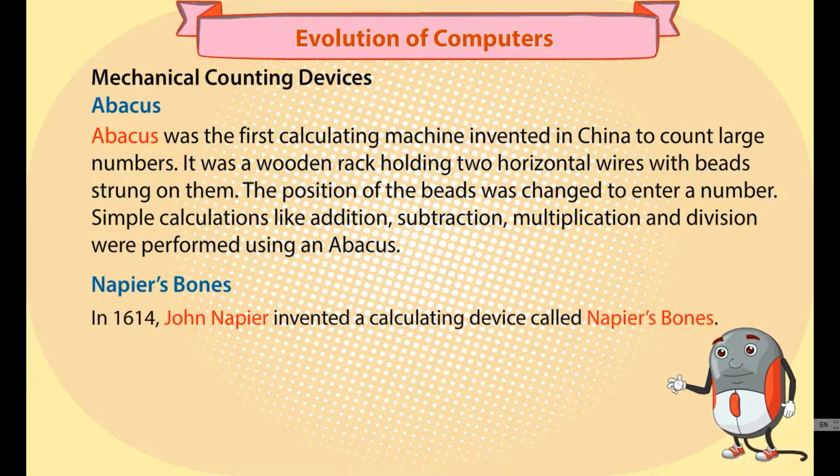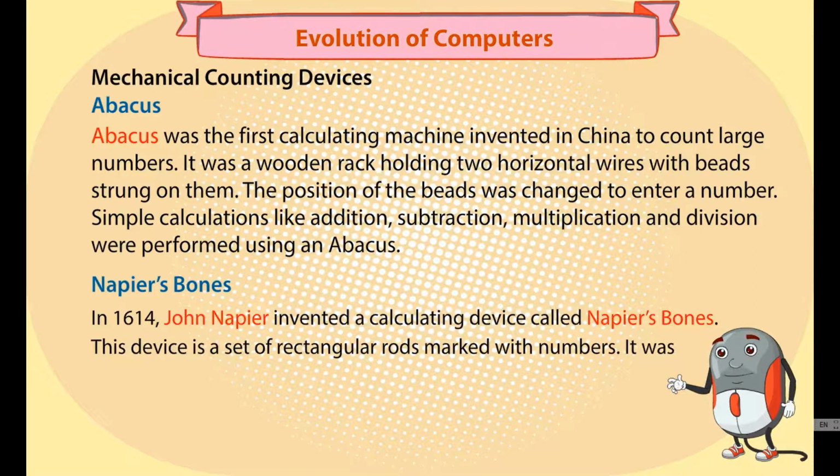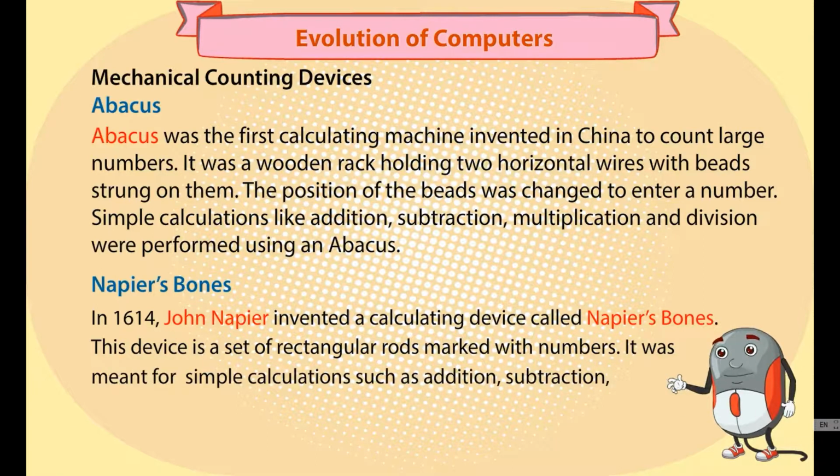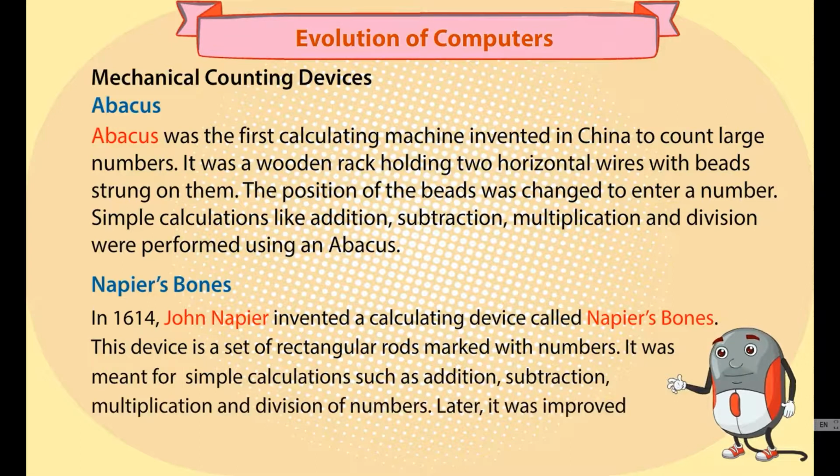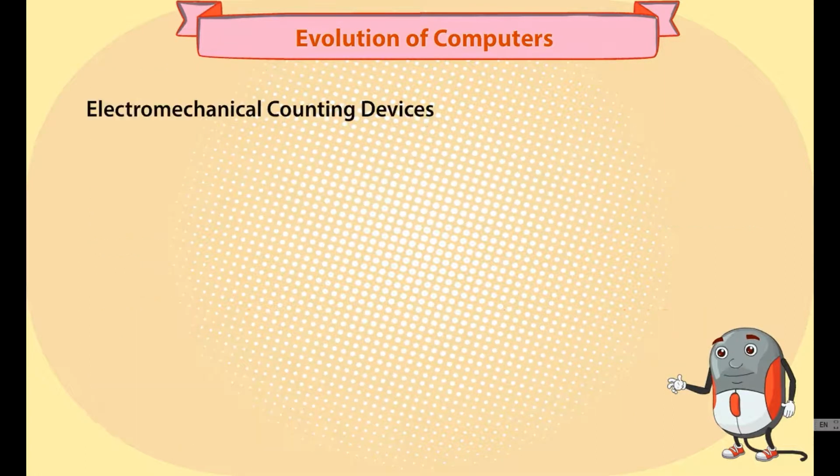Napier's bones. In 1614, John Napier invented a calculating device called Napier's bones. This device is a set of rectangular rods marked with numbers. It was meant for simple calculations such as addition, subtraction, multiplication, and division of numbers. Later, it was improved to find the square root of numbers. Electromechanical counting devices.